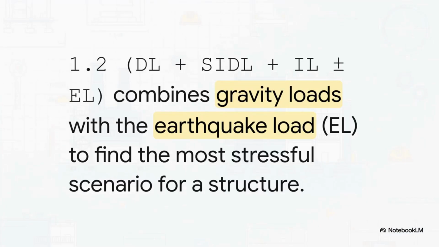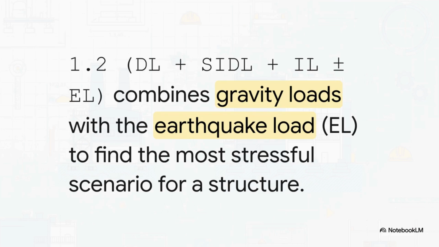So once we figure out our earthquake load, the EL, we can't just design for that by itself. The structure is also dealing with its own weight, the weight of equipment, and so on. That's where these load combinations come in. This is all about stress testing the design on paper, mixing and matching all the possible loads to find the absolute worst-case scenario. Those numbers like 1.2 and 1.5 are safety factors to account for any uncertainties.